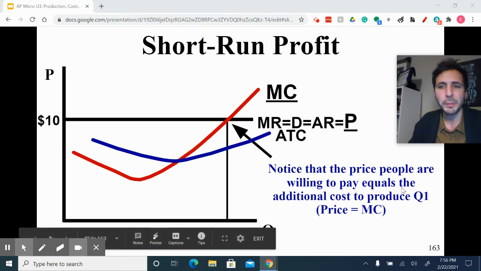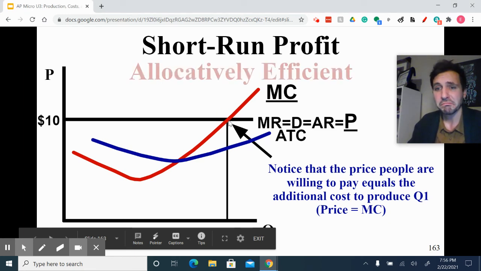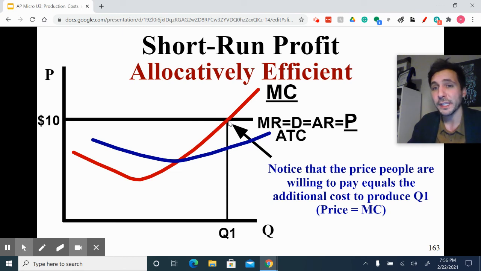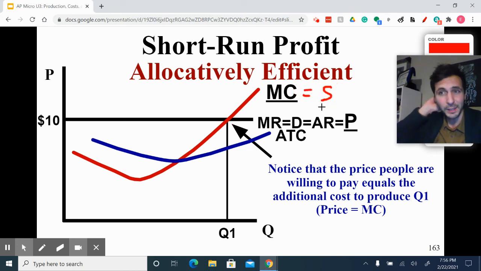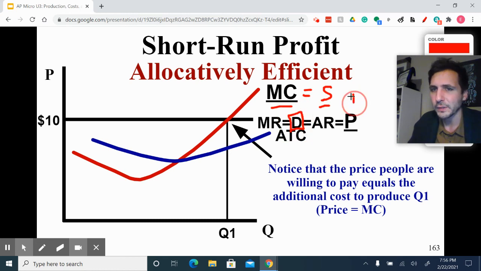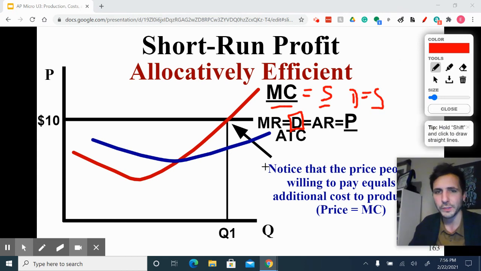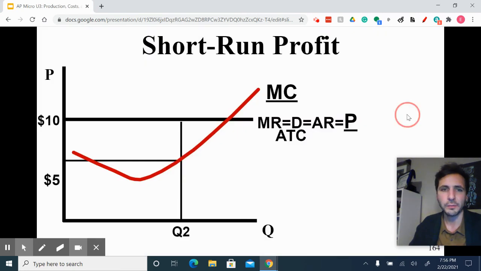Notice that the price people are willing to pay equals the additional cost to produce Q1. In other words, MR equals MC, right? That means we are allocatively efficient. Think of it this way: if MC is also supply, we call it sneaky supply, right? If MC is sneaky supply, then we've got demand right here. At this point, demand equals supply. Of course, that is allocatively efficient. We are producing what society wants at the price society wants. So in the short run, we are allocatively efficient.